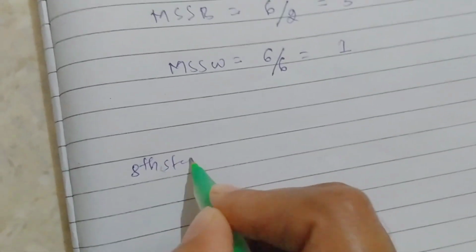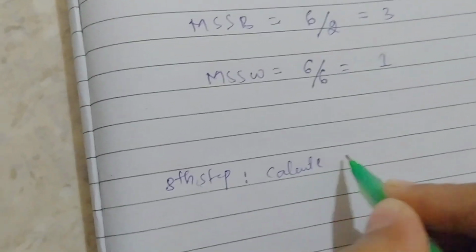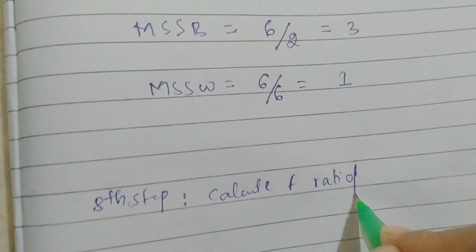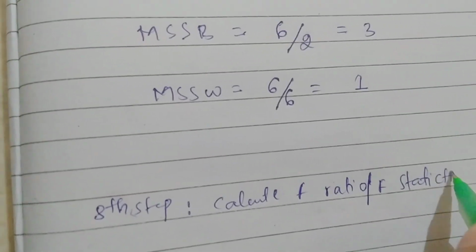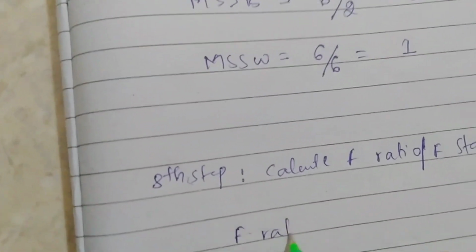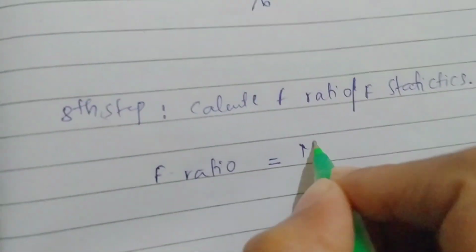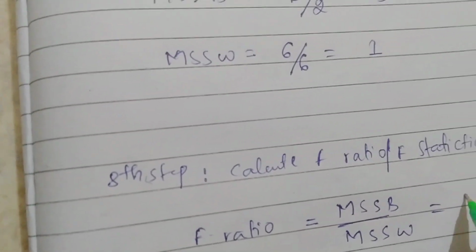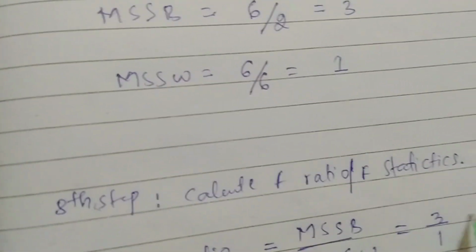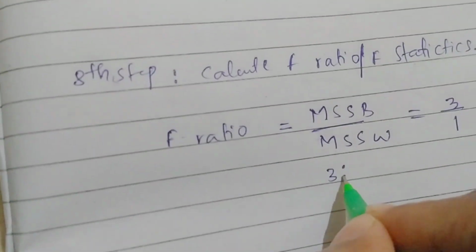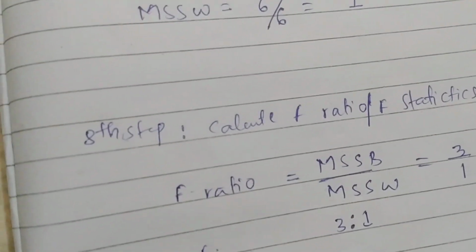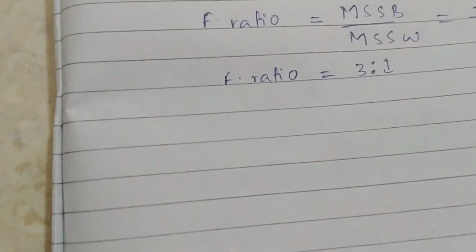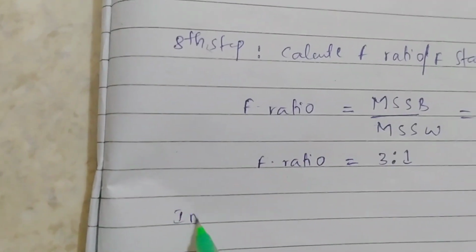So our eighth step is calculating the F ratio, or F statistic. F ratio is equal to mean of sum square between the groups divided by mean of sum square within the group. So between the groups we have 3 divided by 1, which is nothing but 3, or else we can call it in the form of a ratio 3:1. F ratio is 3:1. So next we need to frame an inference for this.